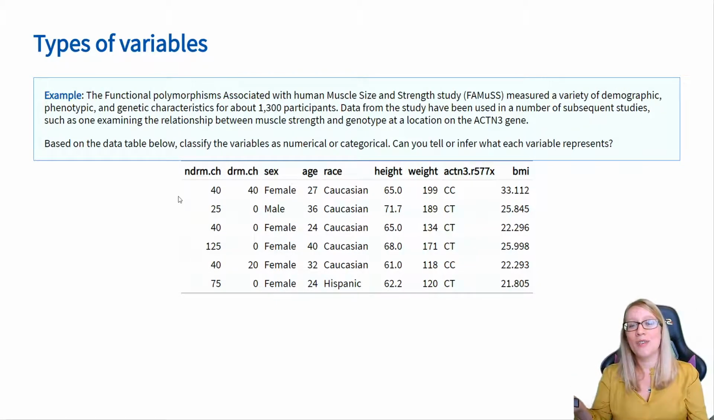One study that was done based on this data set took a look at the relationship between muscle strength and genotype at a particular location on the ACTN3 gene. So the idea being that the gene that's expressed at that location might have something to do with how much muscle strength a person can develop. Here's the data. We won't get into that quite yet, but we will later this semester. Let's just talk about the types of variables that we have.